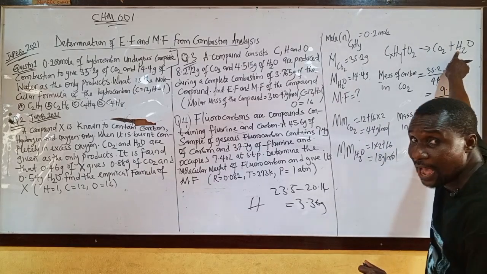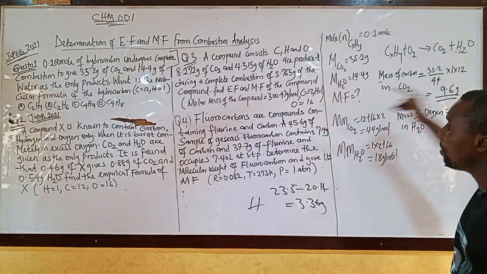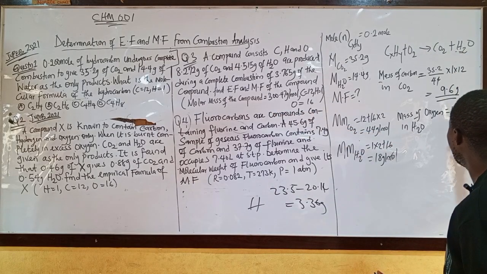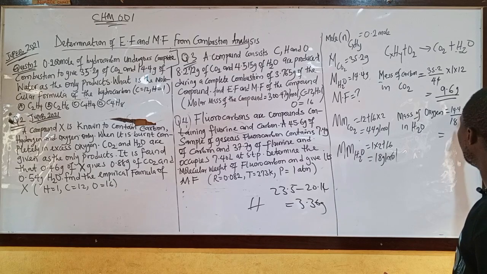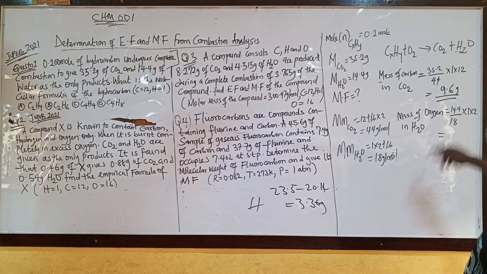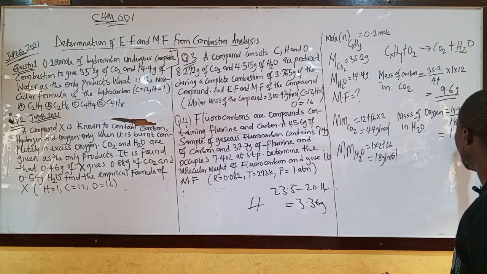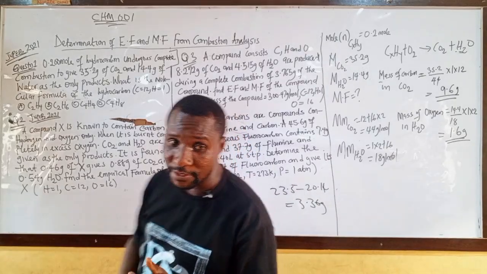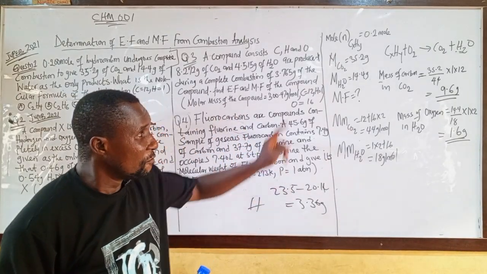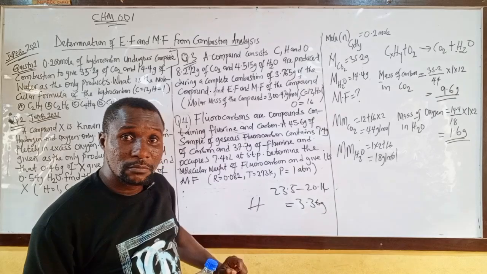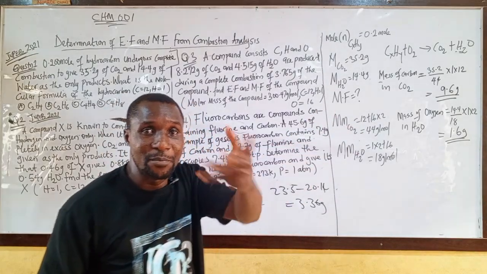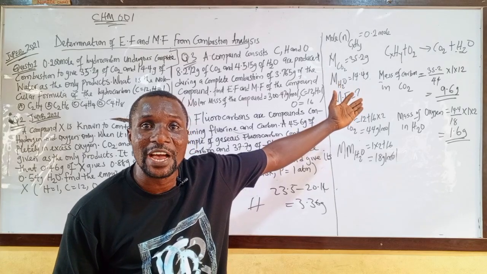How many hydrogen do we have? 2. The mass number of hydrogen is 1. That is 1 times the number of hydrogen, 2. That means from here we have 2 times this, which will give you 28.8. 28.8 divided by 18 will give you 1.6 grams. Write it down. That means you've gotten the mass of carbon, and you've gotten the mass of what? Hydrogen.